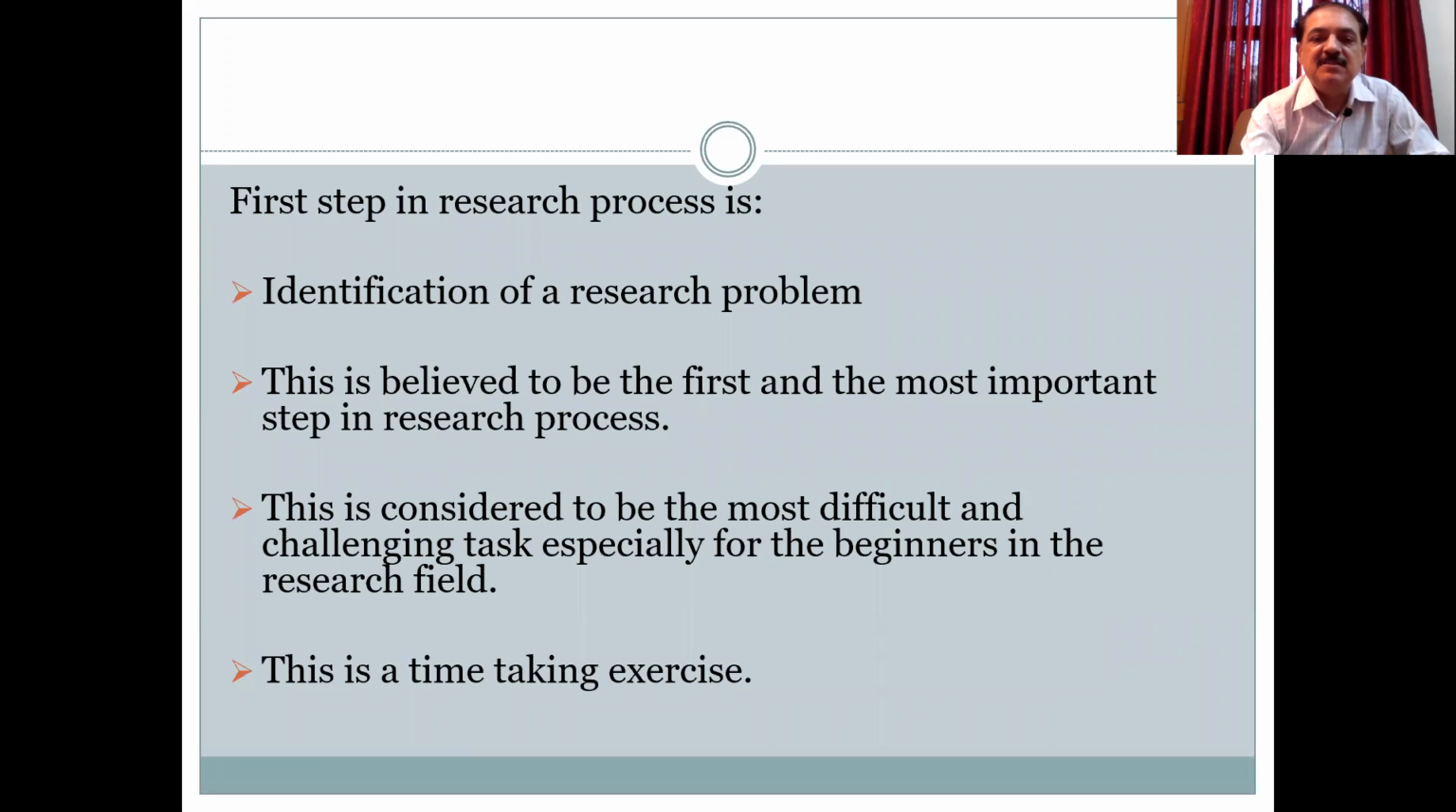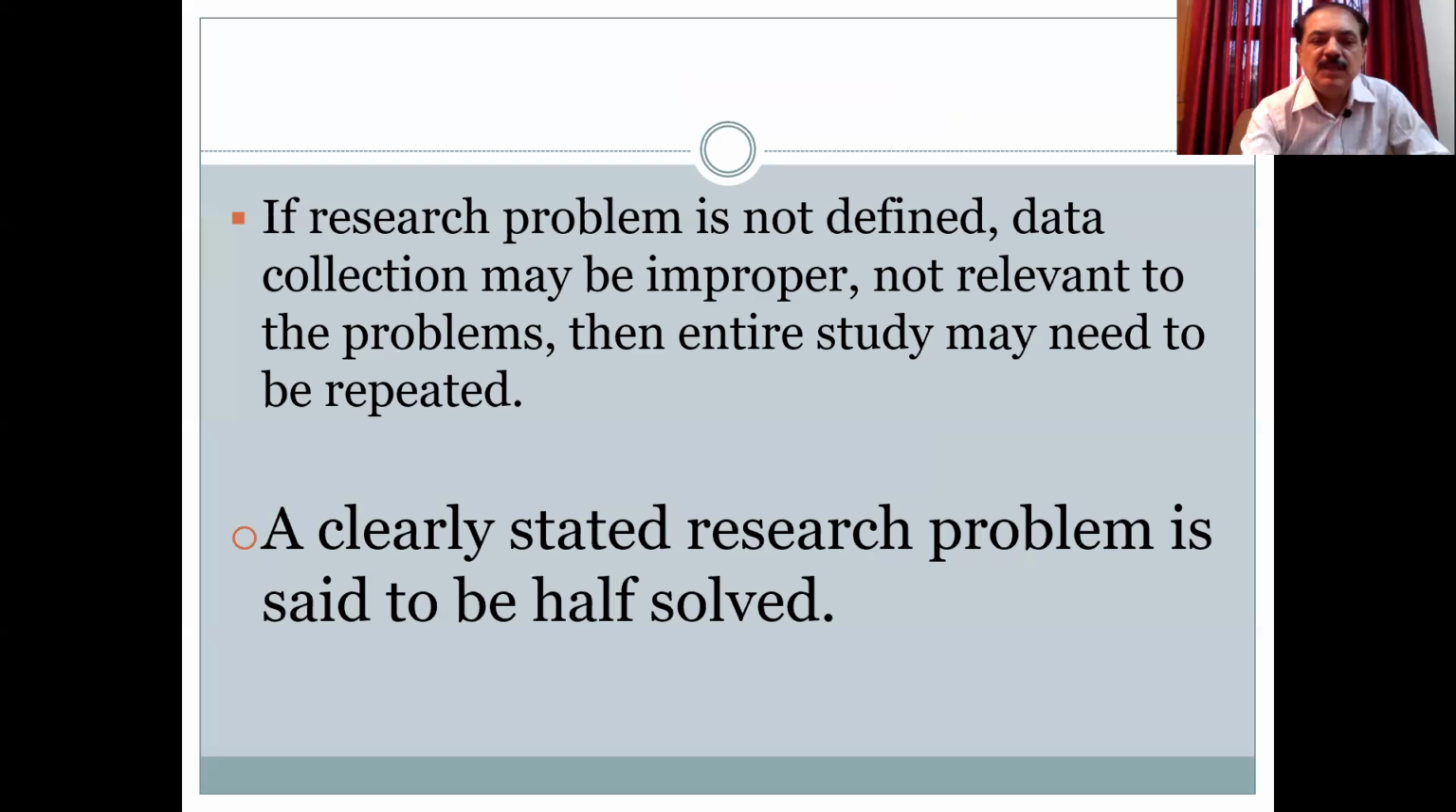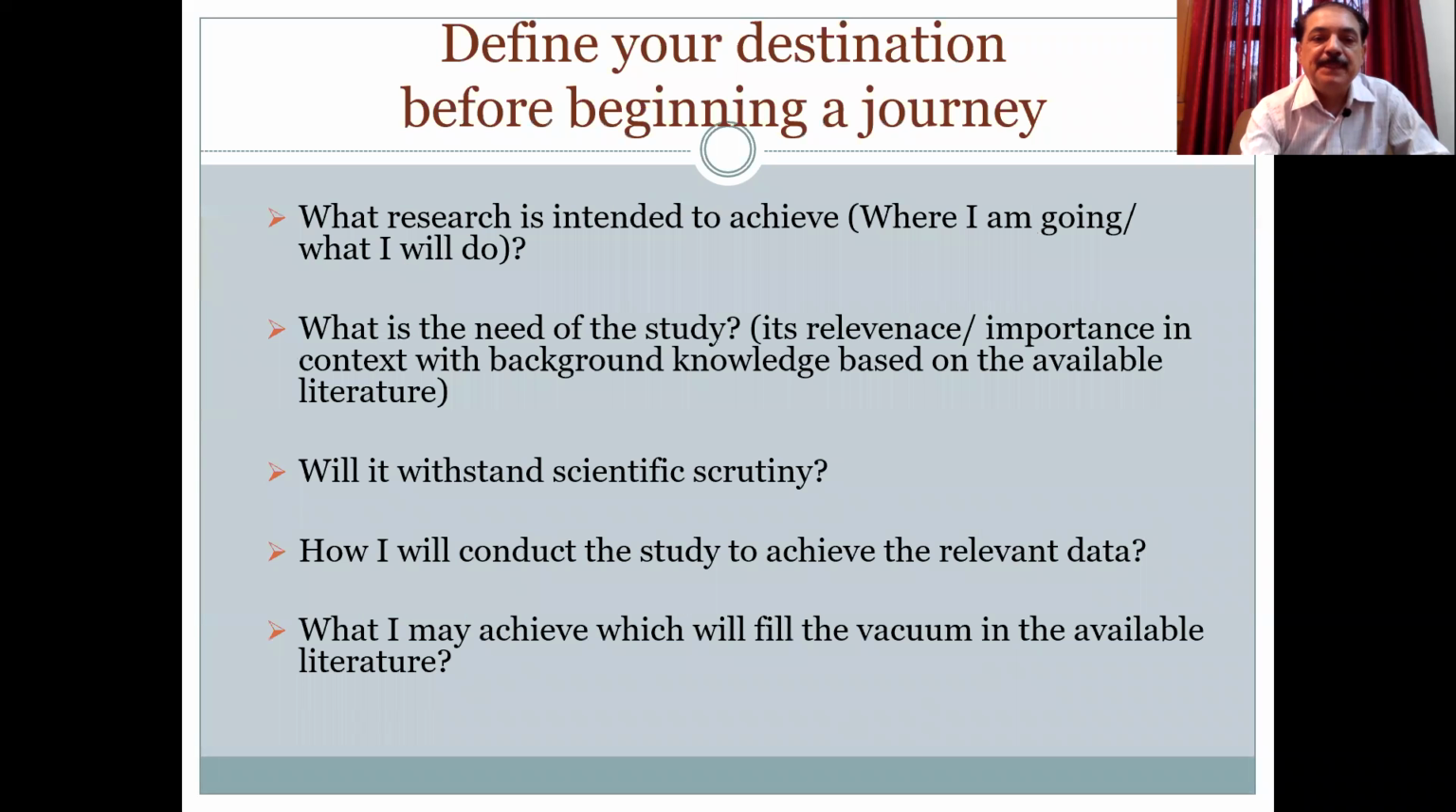Now here, first step in research process is identification of a research problem. And this is believed to be the first and the most important step in research process. This is considered to be the most difficult and challenging task, especially for the beginners in the research field. This is a time-taking exercise. If research problem is not defined, data collection may be improper, not relevant to the problems, then entire study may need to be repeated. A clearly stated research problem is said to be half solved.